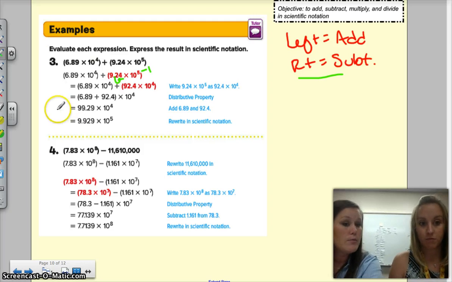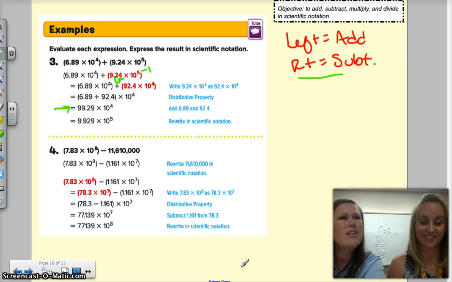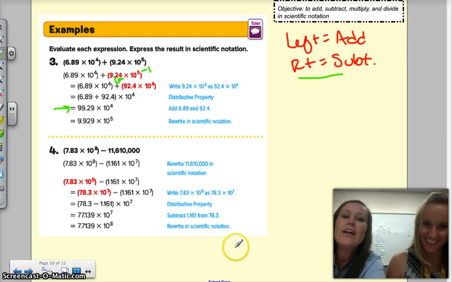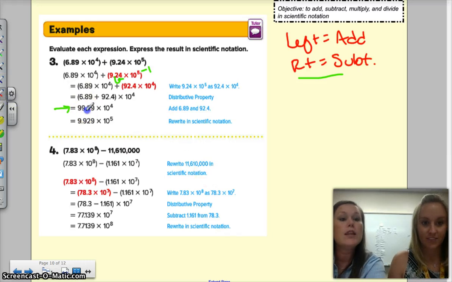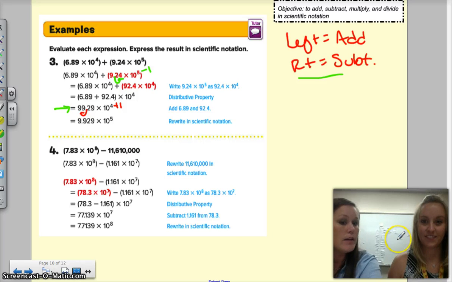Now, look at step 4. This is not scientific notation because that number has to be between 1 and 10. It has to be less than 10. So to do that, they're going to move that decimal place to the left, and then they're going to add 1 to the exponent, and that's where we get 5. So 9.929 times 10 to the 5th.